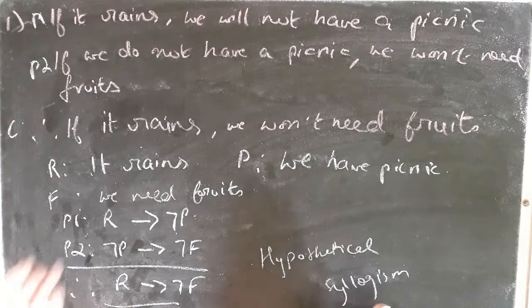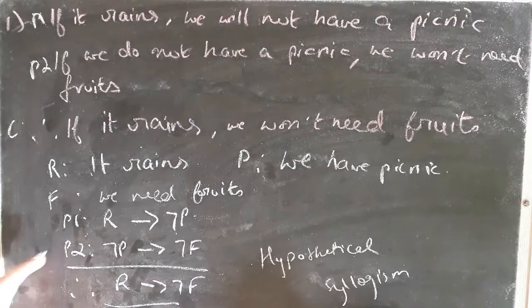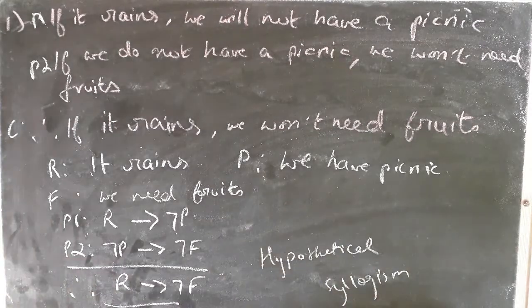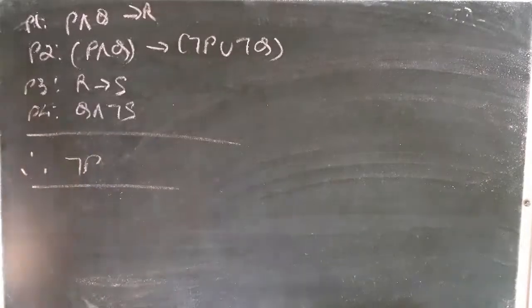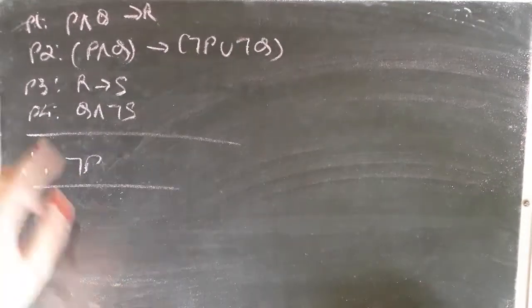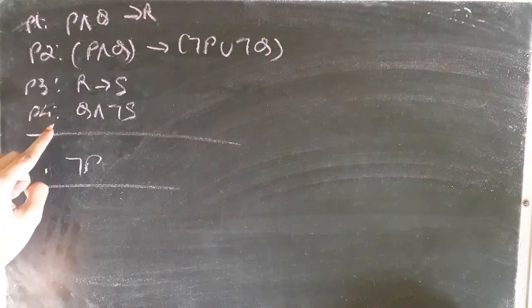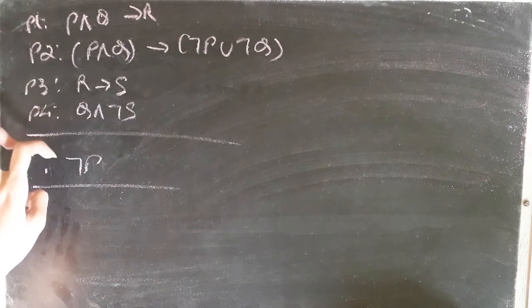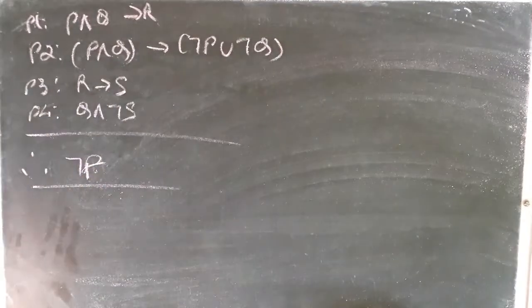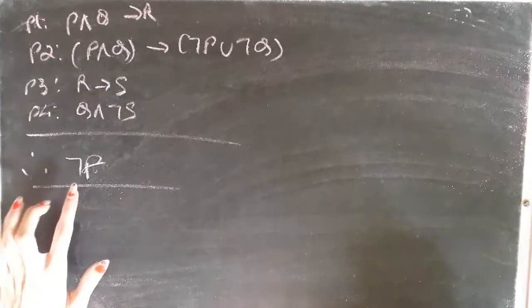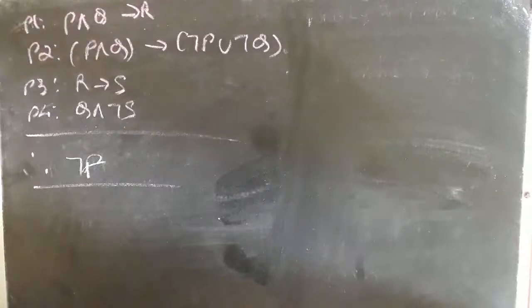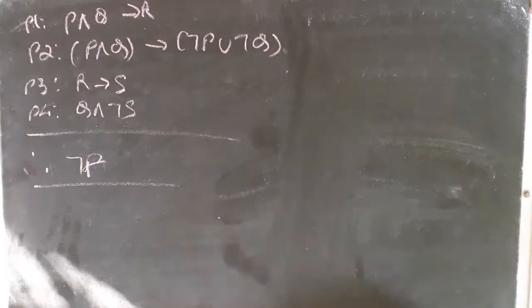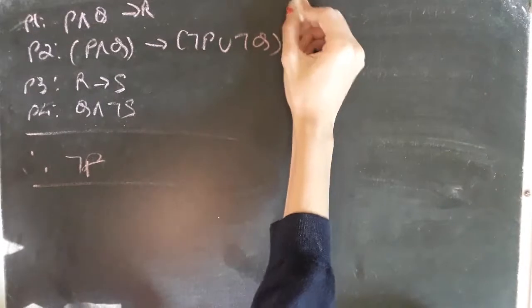So we can also have the premises in the form of sentences, which we will have to write in the form of symbols. Suppose this is an example. P and Q implies R. P and Q implies not P or not Q. R implies S. Q and not S. Therefore not P. So this is an argument given to us. So what are the steps that we will proceed with to deduce not P? Now, how can this problem be solved? What is the first step?